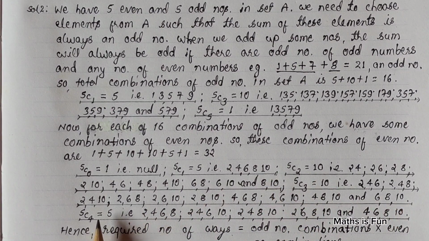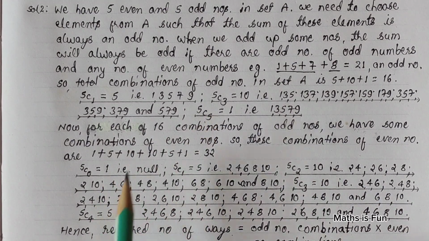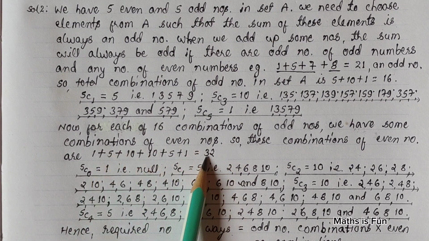Then we can add 4 even numbers to the above odd numbers. So these 4 even numbers can be 2 4 6 8, 2 4 6 10, 2 4 8 10, 2 6 8 10 and 4 6 8 10. And one more possibility with all the even numbers, that is 2, 4, 6, 8 and 10. So we have a total of 32 possibilities.